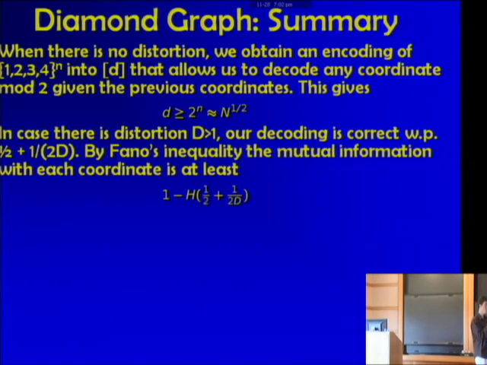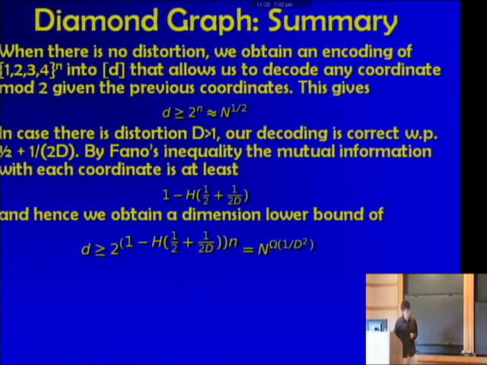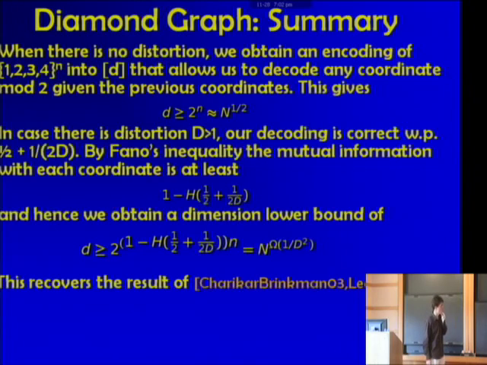You get that the information you have on each bit is 1 minus the entropy of half plus 1 over 2d. This entropy you get from Fano's inequality. You know how much entropy this prediction gives you. And we obtain, hence, the dimension lower bound: the dimension must be at least 2 to this expression times n, which is capital N to the 1 over d squared. So we recover exactly the same asymptotics, and perhaps even similar constants, to Charikar-Brinkman and Lee-Naor. This is the result for high distortion.